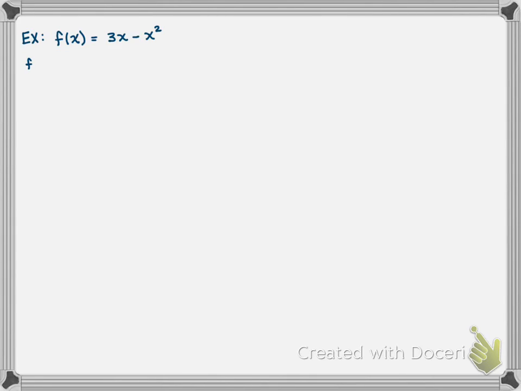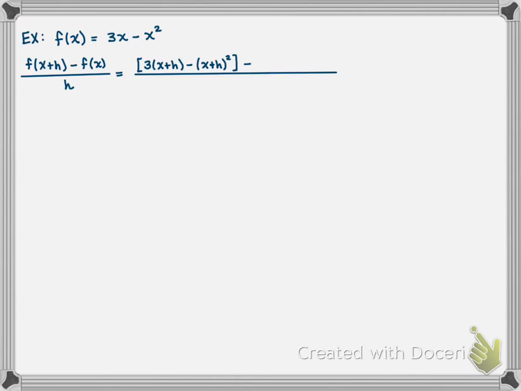So we have f of x plus h minus f of x over h. So my function says 3 times the input minus the input squared. So this first one, my first term has an input of x plus h. So we're going to do 3 times x plus h minus x plus h squared. And then my second term has an input of x. So we have 3 times x minus x squared. And everybody's over h.